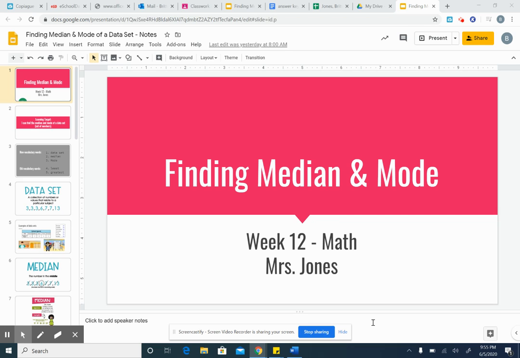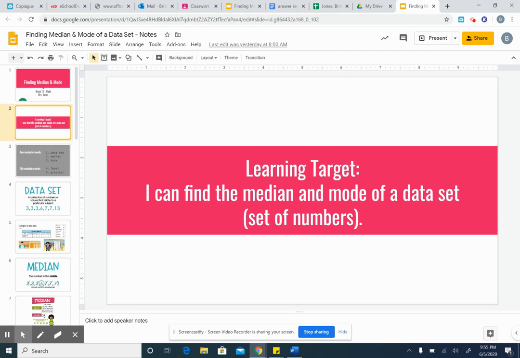Everyone, this is going to be our last notes session for the school year. We will be talking about finding median and mode. These are two new words for you, so let's practice saying them again. Median and mode. Okay, so let's look at our learning target for the week. I can find the median and mode of a data set, meaning a set of numbers.